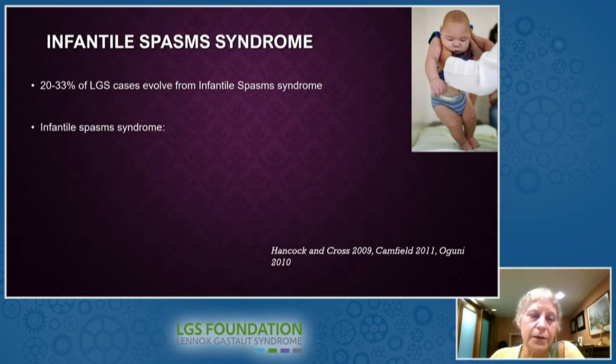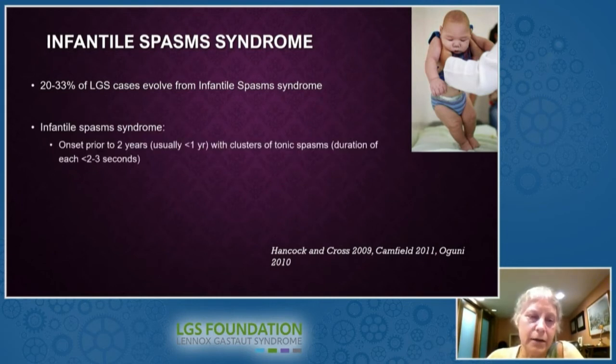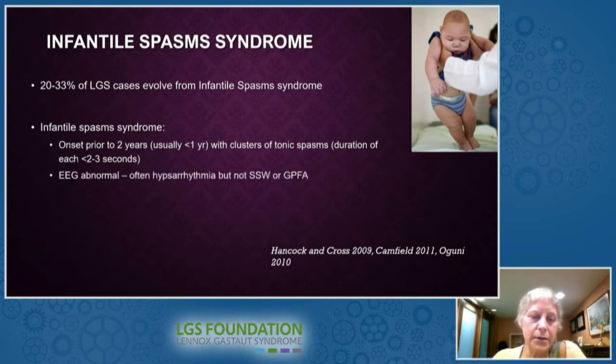And what does infantile spasms syndrome comprise of? Typically it begins before 2 years of age, usually less than a year, clusters of tonic spasms. And those spasms last generally less than 2 to 3 seconds each and occur in clusters. The EEG is abnormal often, but not always, showing a hypsarrhythmia pattern. But generally, when you're having the infantile spasms at the time of your diagnosis, you do not have the slow spike wave or generalized paroxysmal fast activity.